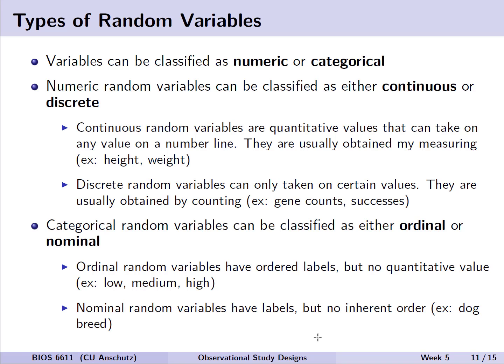Now what we're focusing on right now is this lower bullet point for categorical random variables, which could themselves be either ordinal or nominal. In the case of ordinal random variables, there's a meaningful ordering to the labels. They don't have a specific quantitative value, but we can order them as low, medium, or high. There are also nominal random variables, which have labels but no order. For example, the type of dog breed, where we can't necessarily put them in any meaningful order just based on that information alone.